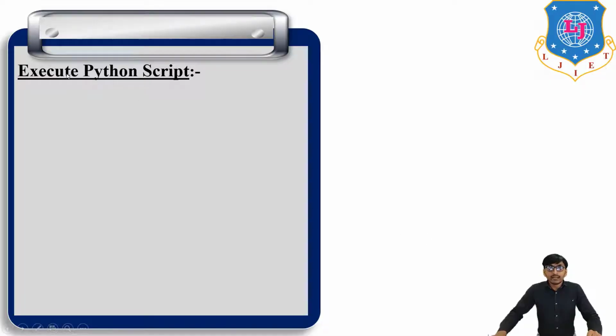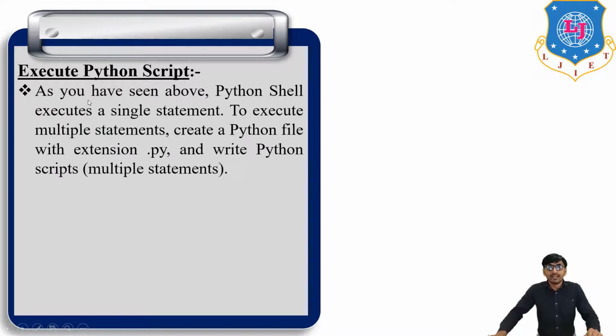Okay. Then how to execute a Python script in Windows PowerShell? We know that a simple expression, 2 plus 3 equals 5, then a true or false boolean expression, and some single statement line is simply executed in Windows PowerShell. If we enter, then it is executed. But how to execute a Python script, which means a number of lines, in Windows PowerShell? As you have seen above, the Python shell executes a single statement.